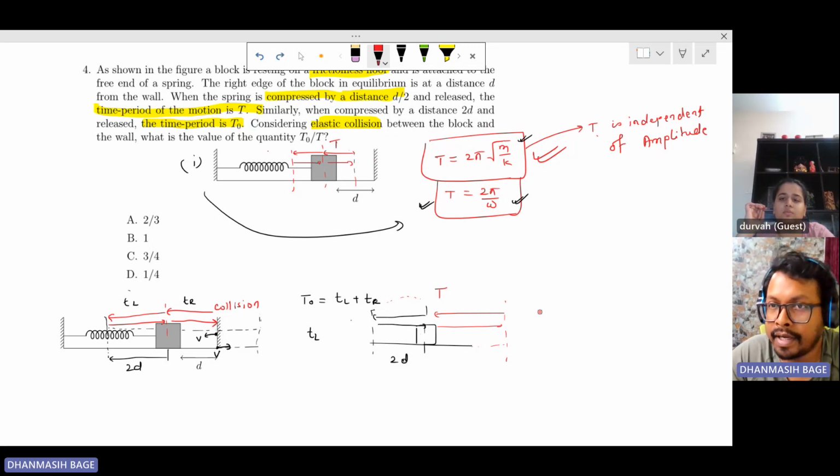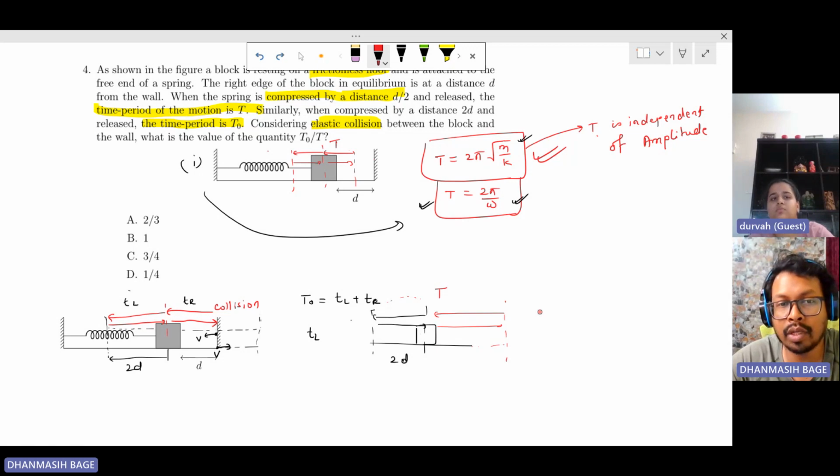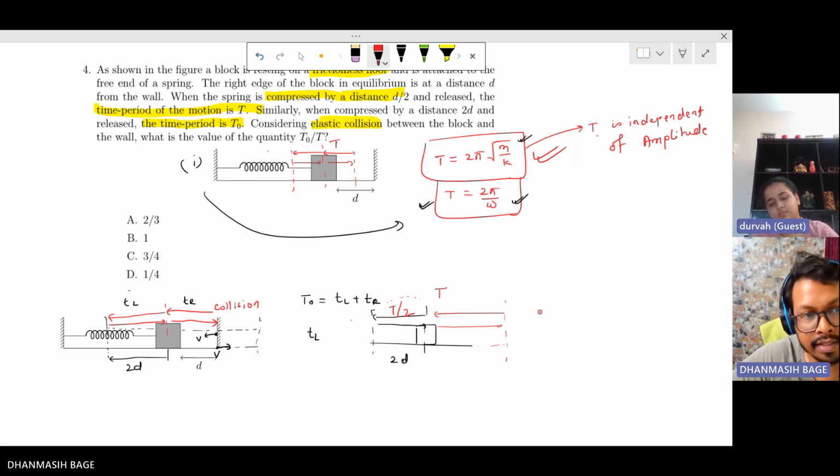Yes, sir. Time period is independent of amplitude. So it doesn't matter what is the amplitude of this thing. It totally depends on the property of the material, spring material, inertial property of the object and the spring constant. That's it. It doesn't depend on the amplitude. So the time period will still be T naught, in this case T. So this journey will take T by 2, right? Half of this journey. So in this case, TL will be simply T by 2.